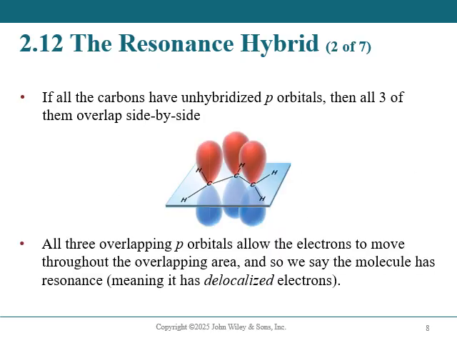If all of the carbons have unhybridized p orbitals, then all three of them overlap side by side. In the example we just saw, all three overlapping p orbitals allow the electrons to move throughout the overlapping area. And so we say the molecule has resonance, and what we mean by that is that the electrons are delocalized. They actually travel through the molecule. So it's not as simple as just drawing two lines and calling it a day.